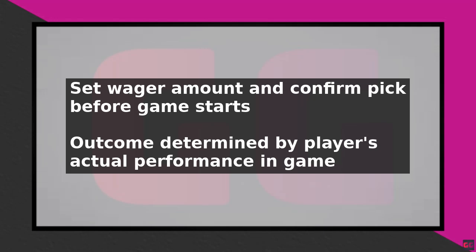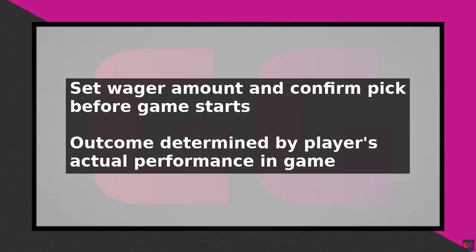The outcome of your pick is determined by the player's actual performance in the game. If you picked over and the player exceeds their projected stat line, you win. If you picked under and the player falls short of their projected stat line, you also win. If the player exactly hits their projected stat line, your wager is refunded.